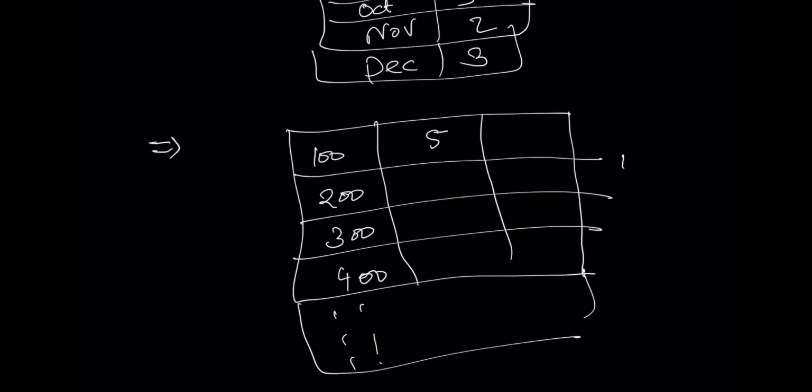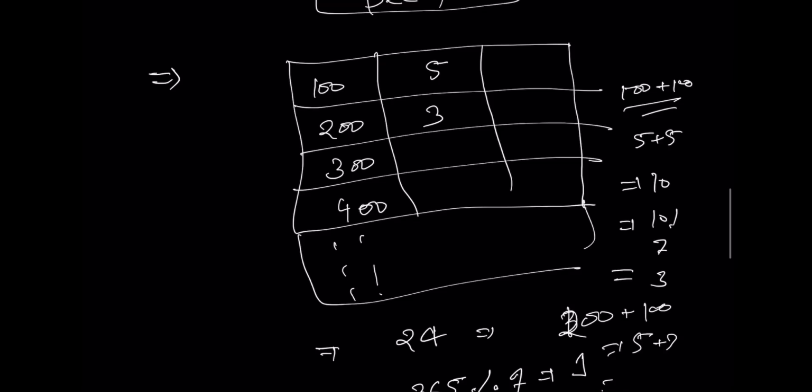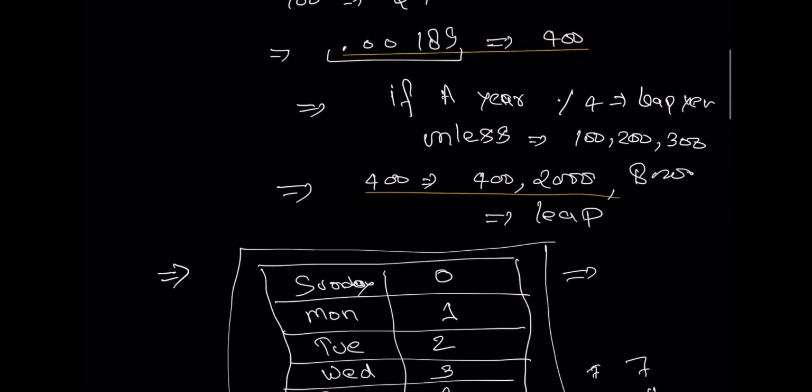For 200 years it is basically 100 years plus 100 years, so what will be the remainder? 5 plus 5, that is 10. Now 10 is greater than 7, so we again take modulo 7, that gives us 3. Now 300 years is basically 200 plus 100, that means 3 plus 5, that gives us 8, and 8 modulo 7 gives us 1. Now in 400 years we already know there is 1 extra leap year, so we will have 1 extra day added to it. That's what we calculated here.